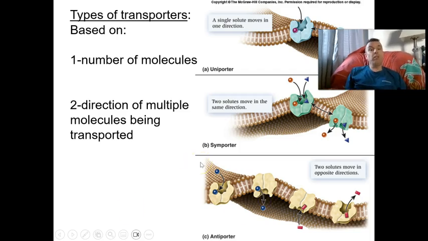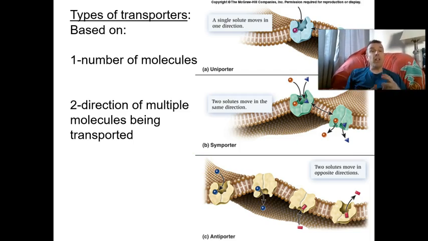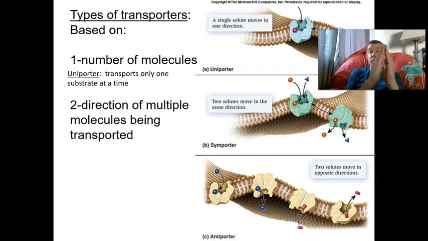All right, so there are several types of transporters. They're basically completely based on how many molecules it is transporting and the direction. If it's multiple molecules being transported, the direction. So the number of molecules can either be a uniporter, all right, uniporter meaning it's transporting only one thing at a time. A glucose, transporting one glucose molecule at a time, would be a uniporter. And then the direction, if there's more than one thing, then are those two things being moved the same direction or in opposite directions of each other?